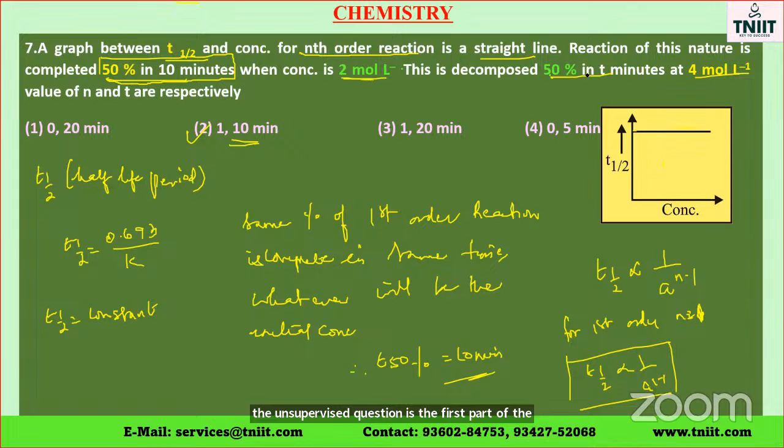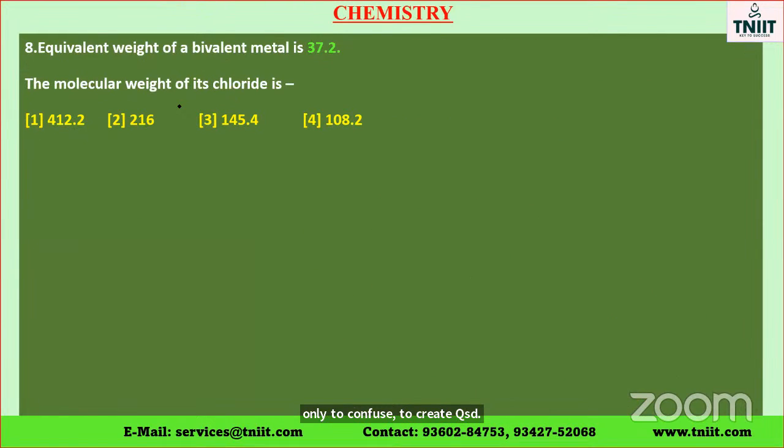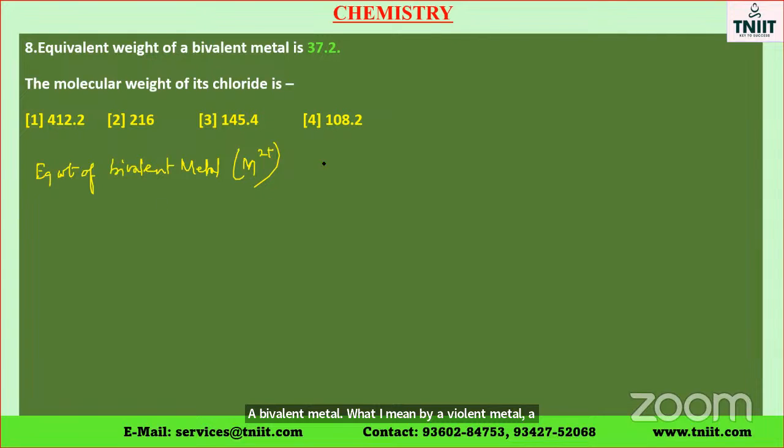So all these values, whatever is being mentioned, are only to confuse and create curiosity. The next one: the equivalent weight of a bivalent metal is 37.2. What do you mean by a bivalent metal? A metal whose valency is 2 is called a bivalent metal. They have given the equivalent weight to be 37.2, and they're asking the molecular weight of its chloride.